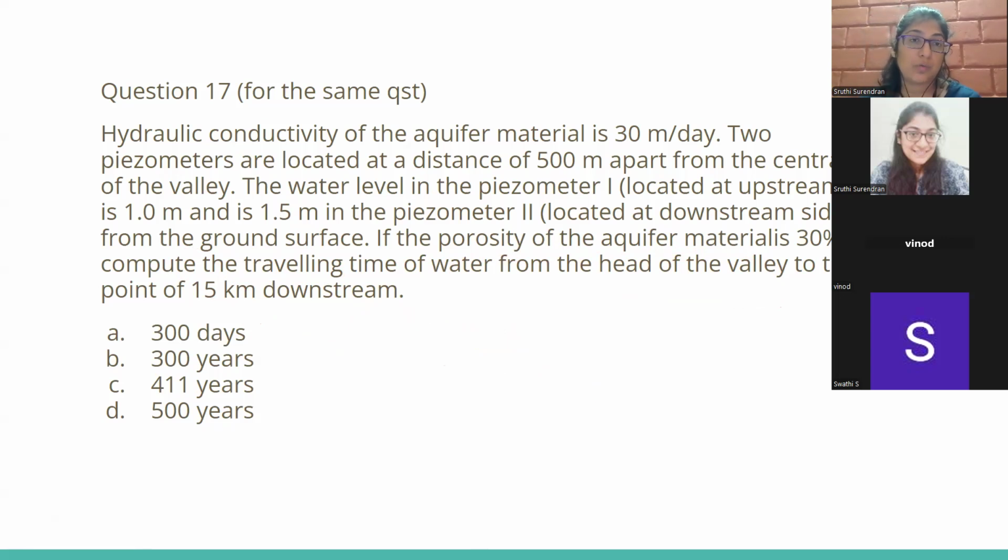And I had earlier shown the equation for the traveling time. How is it different from the normal time that we compute? Traveling time is equal to the length by velocity into the porosity. So you just need to remember the units that have to be used in that, and pretty much it's simple mathematics to do the problem.